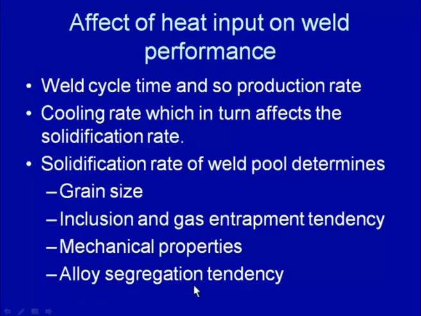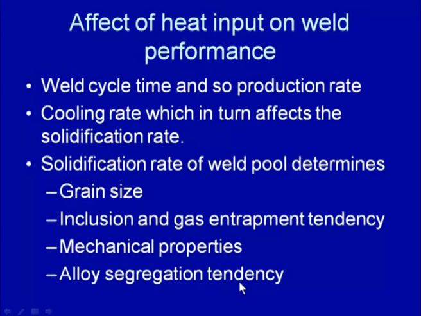And that is why, if we see the weld joints which are made using low heat input processes like TIG welding and plasma arc welding, they show a lesser segregation tendency as compared to the joints which are made using submerged arc welding or electroslag welding, where the high heat input facilitates a lower cooling rate, and so a higher segregation tendency.